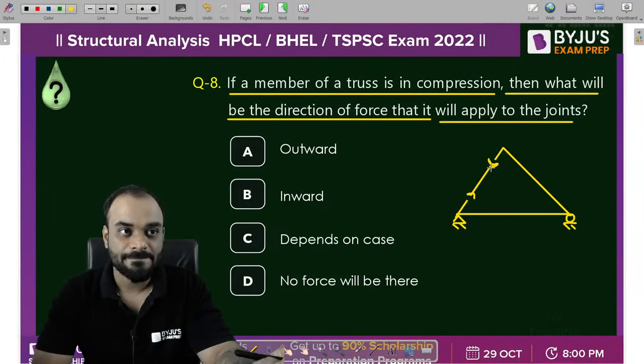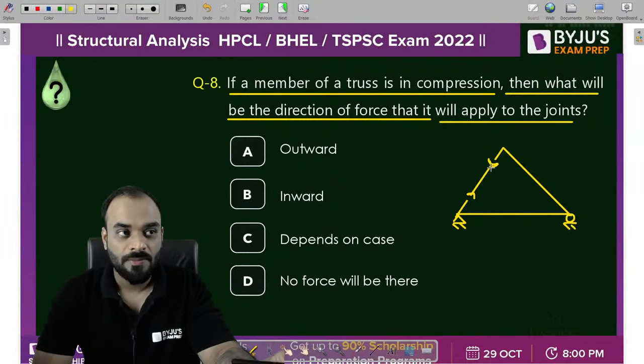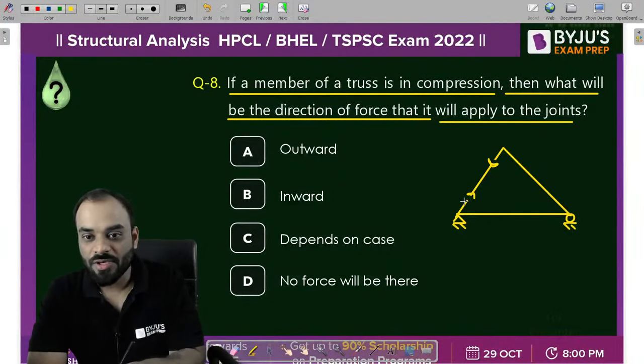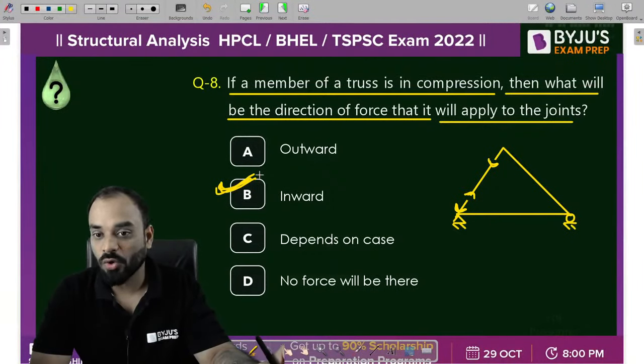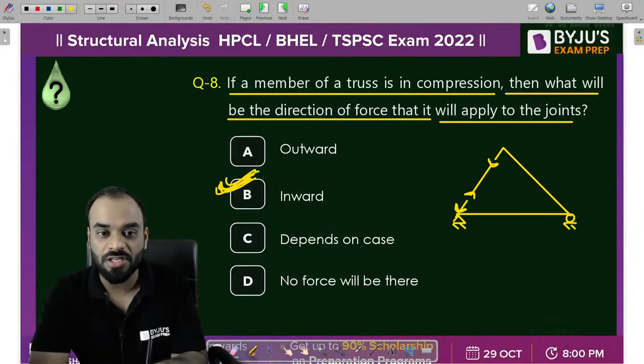Tell me, guys. B, inward. Inward. You can see here, guys, this is the direction, this is another direction, right? So it should be inward, not outward. You can see here, this is compression in the member. So the opposite of this we need to apply at the joint. That's why, guys, it should be inward in nature.